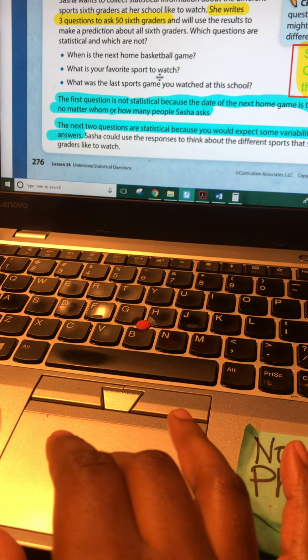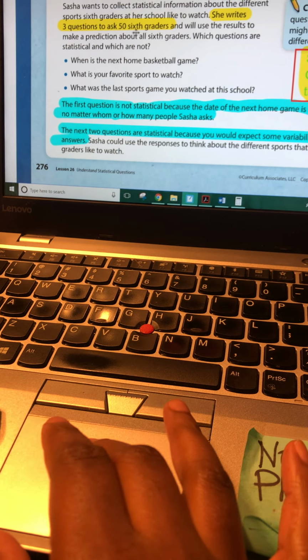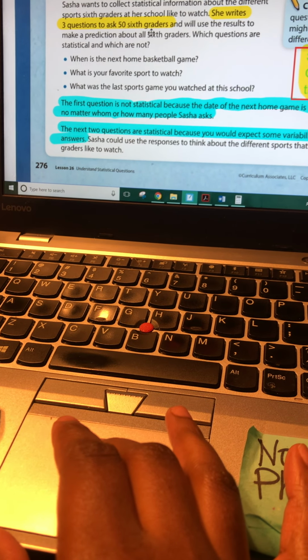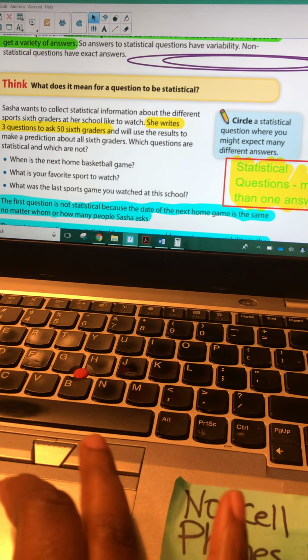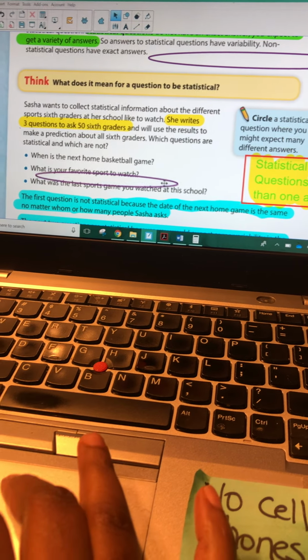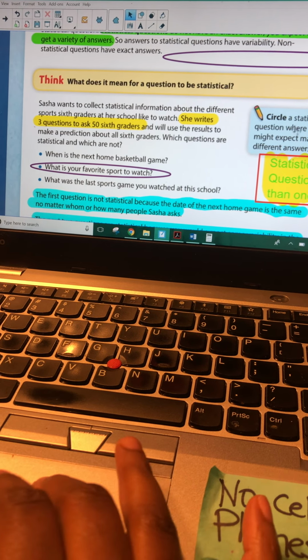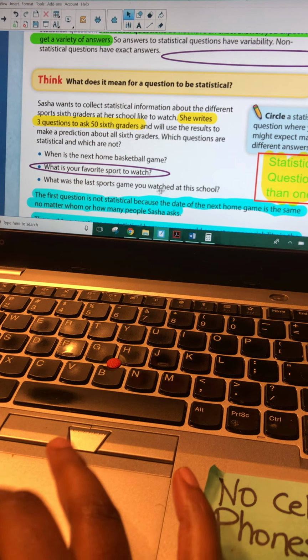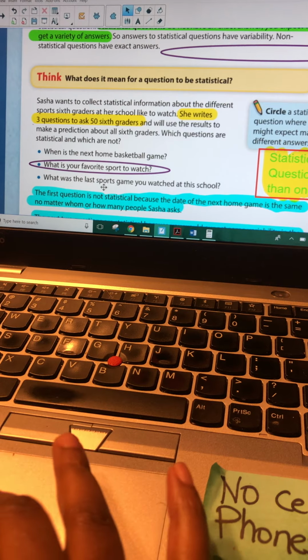What is your favorite sport to watch? Okay. If she asks all 50 of these 6th graders that, she's going to get a variety of answers. So we would then say that that is statistical. Okay. So here I already have my circles. Okay. So the second question would be statistical. And remember the directions here. Okay. The third question, what was the last sports game you watched at this school?